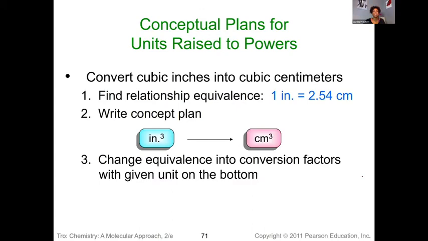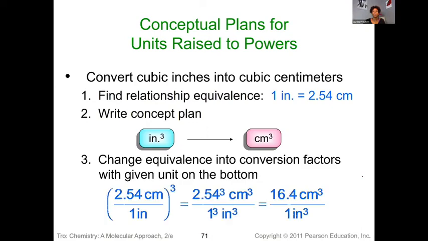So for instance, if we're going from inches cubed to centimeters cubed, we would start off by saying, well, there is 2.54 centimeters for every 1 inch. But when we cube that entire thing, I'm not just cubing the unit, I also have to cube the number. And so I have to physically change that number to show the proper equivalence. And then I continue on the same way we've done before.